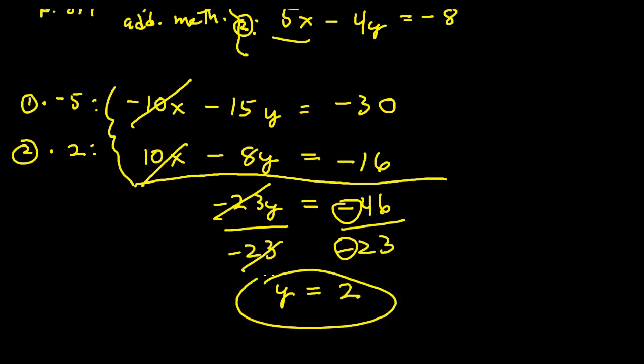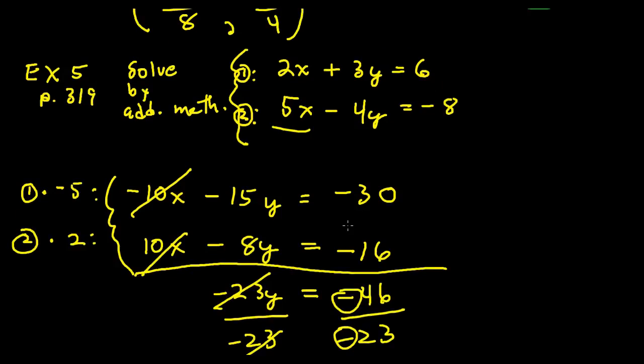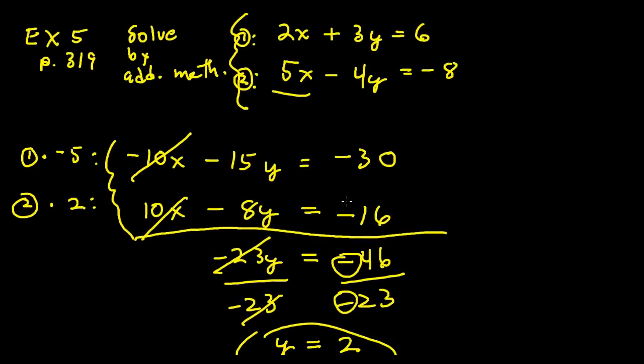All right, now in any of the above equations, you can plug in y equals 2 and solve for x. Our author picks the first one in the original system, 2x plus 3y equals 6, to plug in y equals 2.